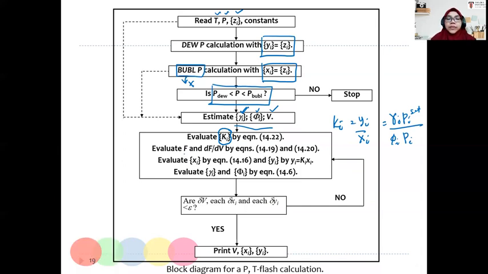And then after that, we may evaluate the F and also the difference using this equation as listed here. Then we may re-evaluate the composition in the liquid phase and also the gamma as well as the fugacity coefficient using equations 14.16 and 14.6. And then we may consider the tolerance, whether the composition difference is less than its tolerance.